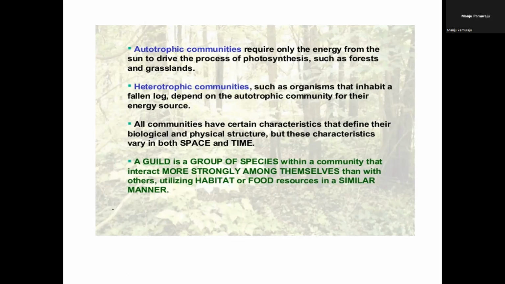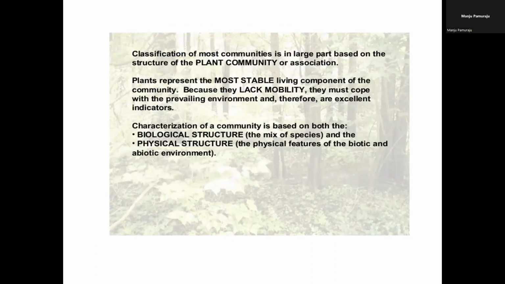The classification of most communities is in large part based on the structure of the plant community or association.